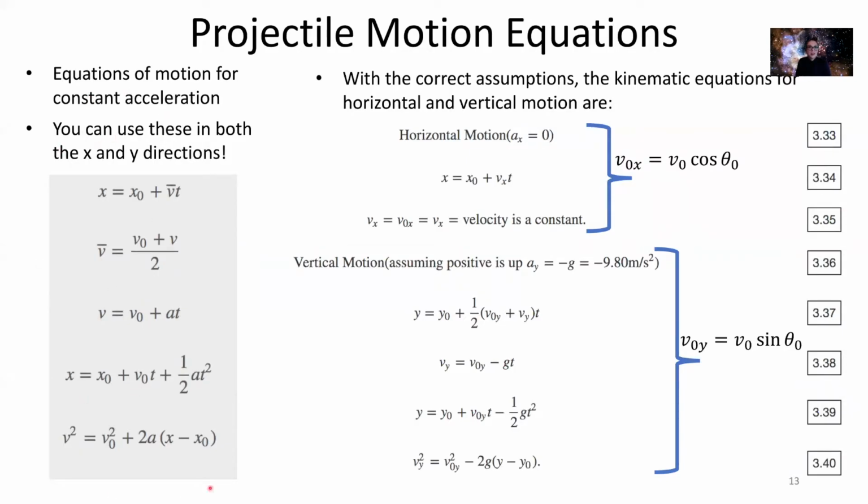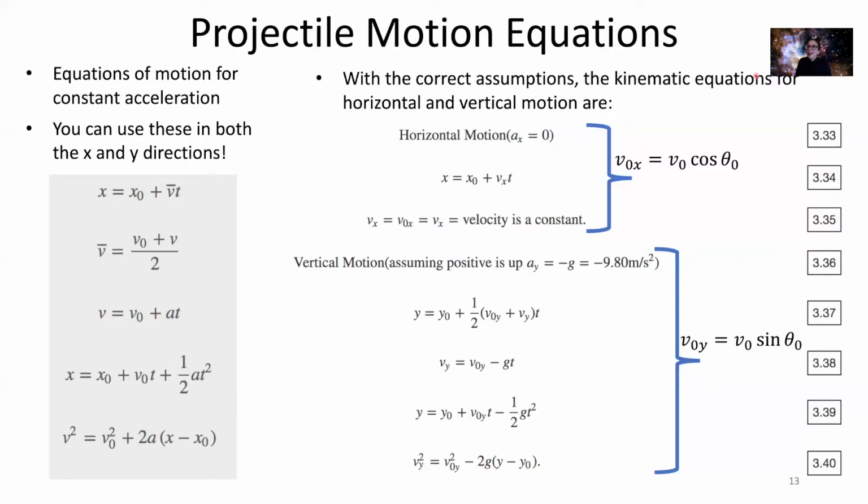You use the same set of equations in both the x and the y direction. So anytime you see an x here, you could swap it out for a y, and remember that those velocities are in the y direction instead of the x direction, and then you could still solve the problem, treating the x and the y components of motion separately.